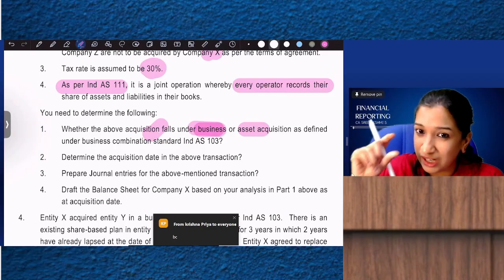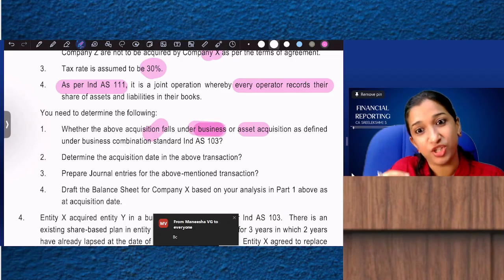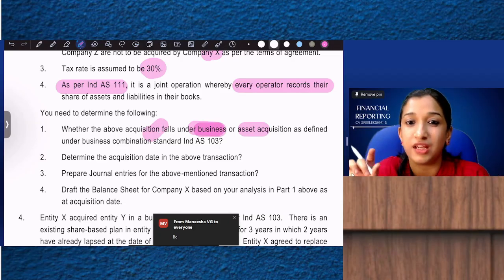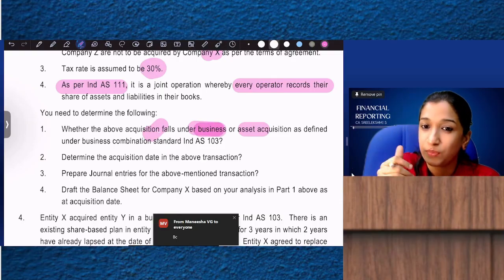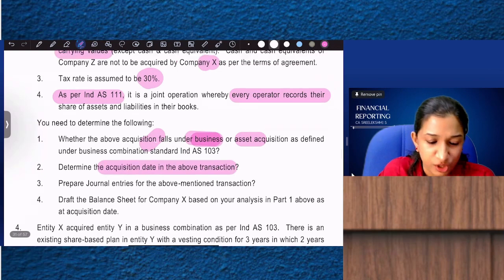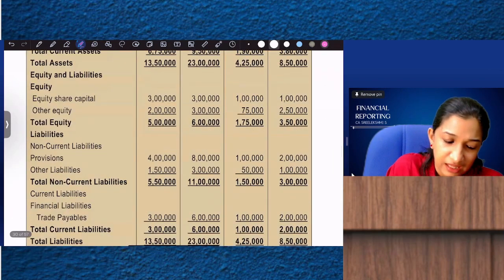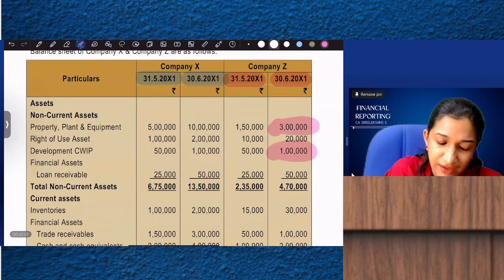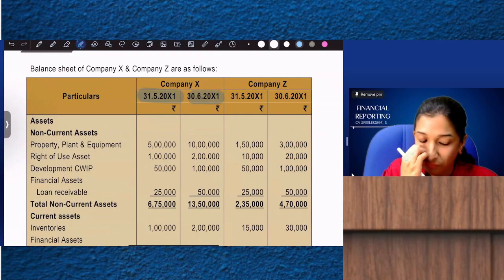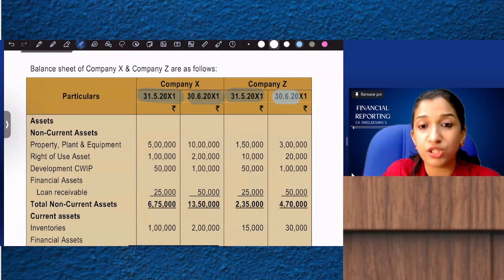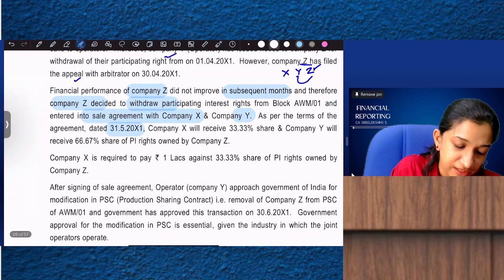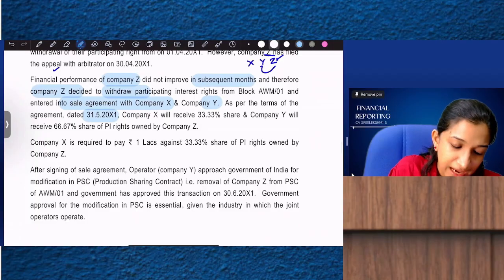First you should write the definition, and that control is acquired. Therefore, business combination accounting is to be done. Now, what is the acquisition date? Two dates are given: 31st May 2011 and 30th June 2011. Which date is my date of acquisition? Let me check what is given here. On 31st May, we entered into an agreement.